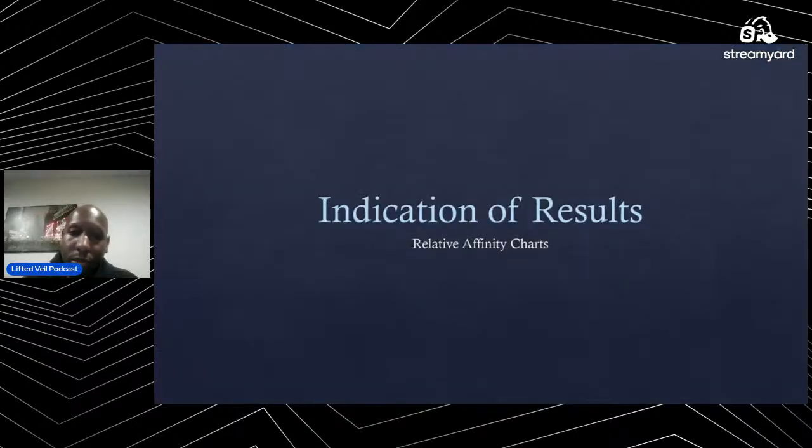Indications of results, relative affinity charts. Again, this is AI derived. I'm not saying that these numbers were included verbatim in the report, but these numbers are derived from the report by AI. So I'm not trying to say that these are the exact words of these two geneticists, but it demonstrates what they were conveying in terms of affinity relationships. So here we go.